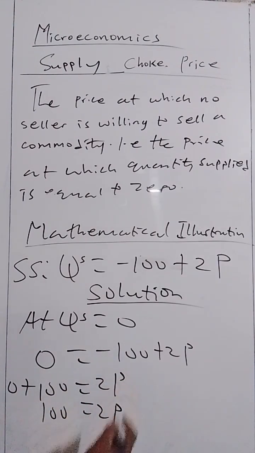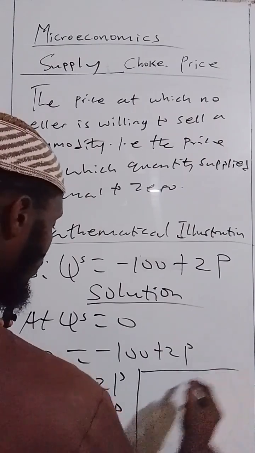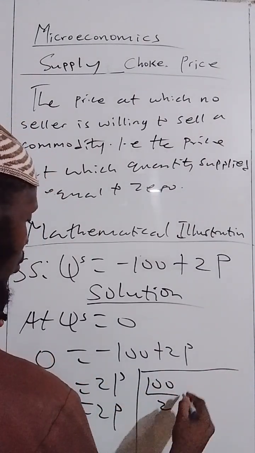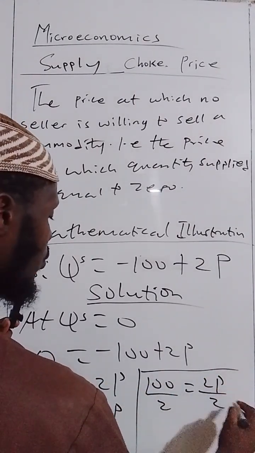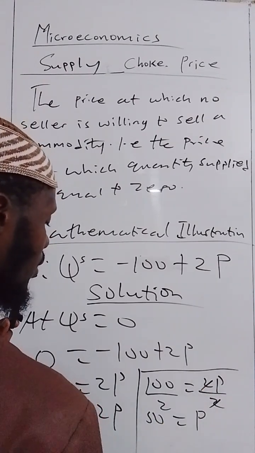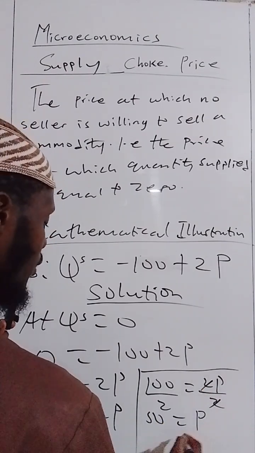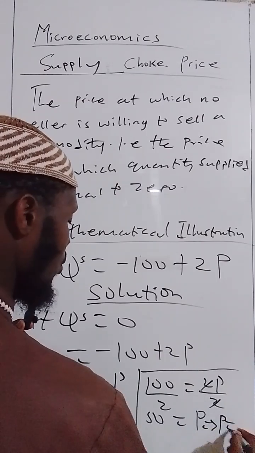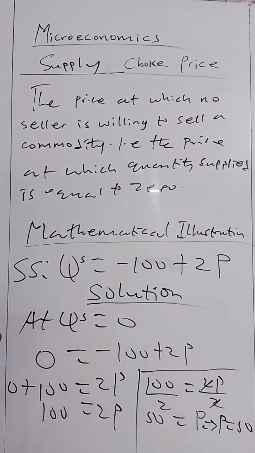The next thing is that we divide both sides by 2. That is, we have 100 divided by 2 equals 2p divided by 2. Therefore, we have 50 equals p, that is, p equals 50. Therefore, the supply choke price here is $50.